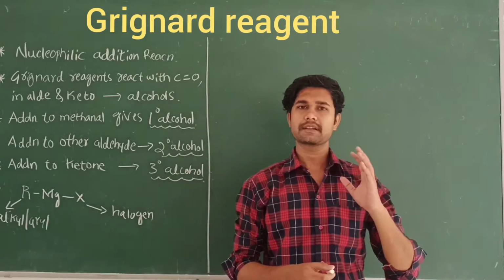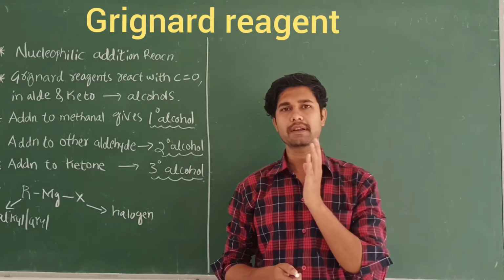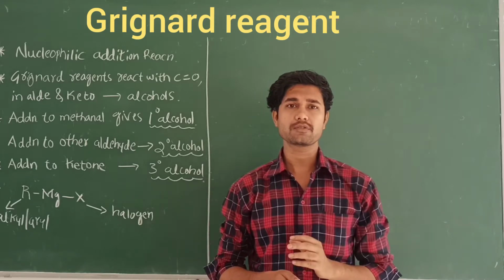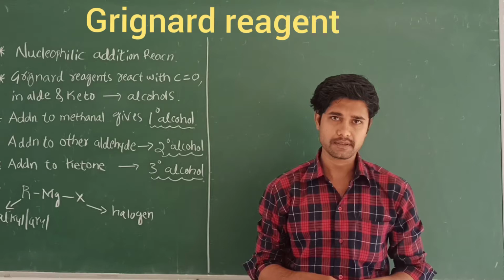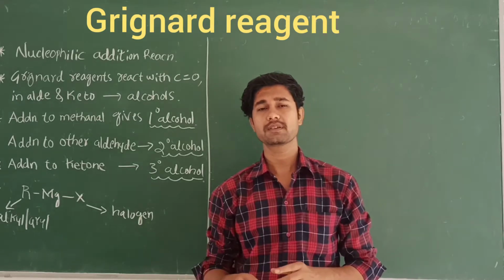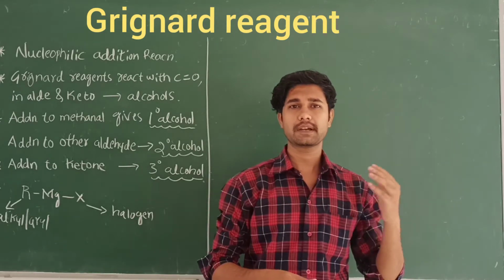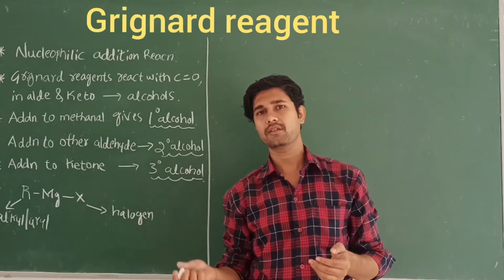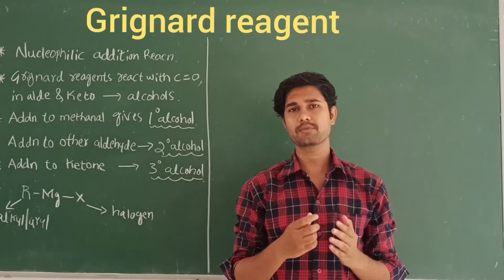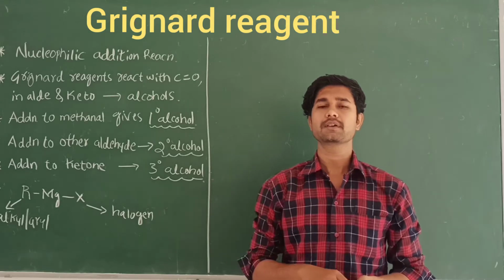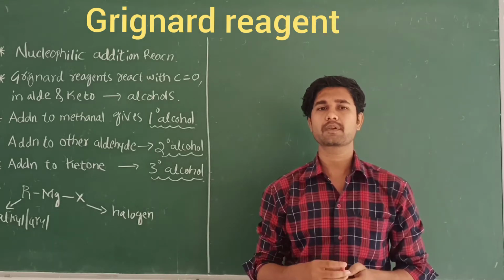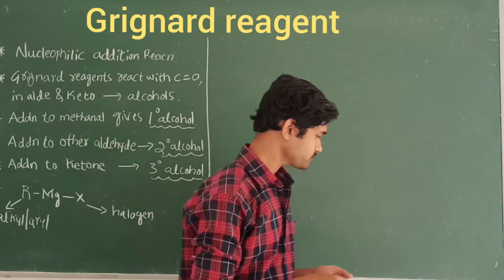This Grignard reagent reacts with aldehydes and ketones to form the addition product, and on further acid hydrolysis it gives rise to the respective alcohols, whether primary alcohol or secondary alcohol. That depends upon the functional group which attacks with RMgX, the Grignard reagent. So first we discuss case number 1, that is with aldehyde.